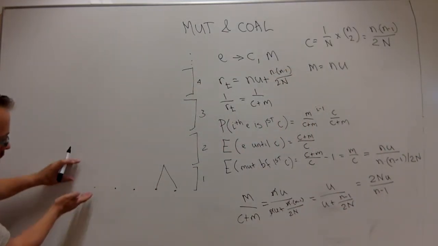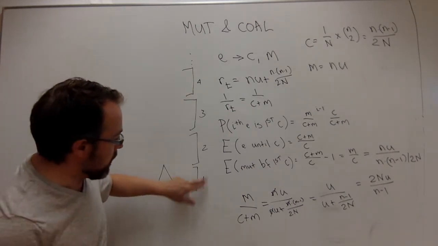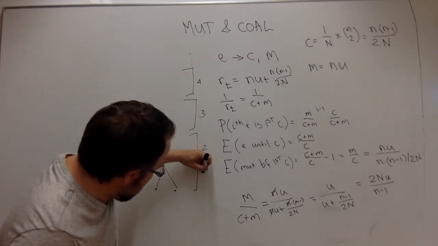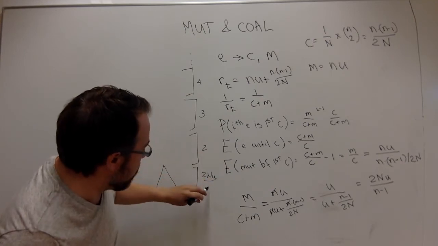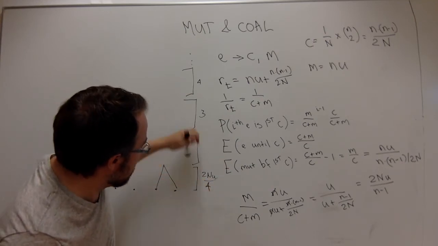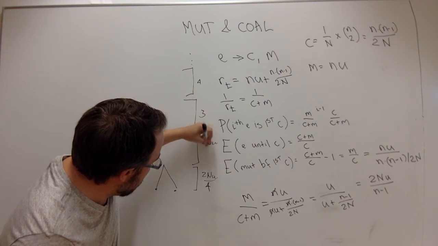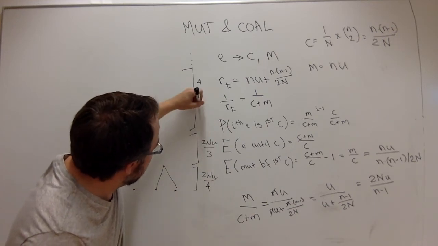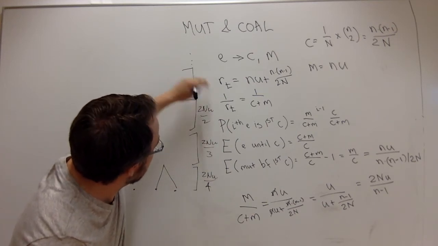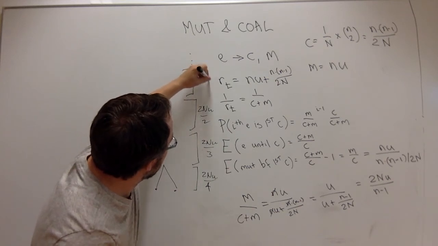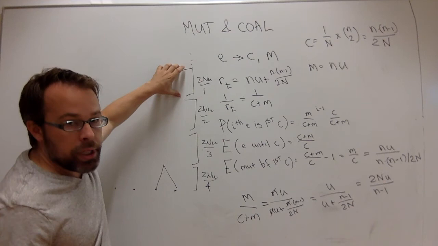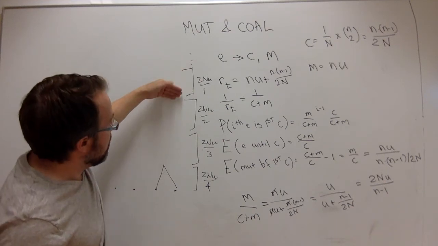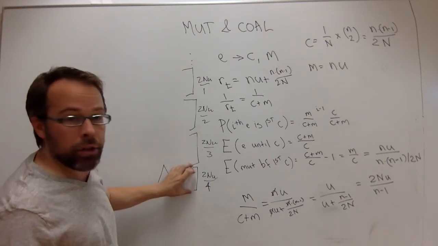So if we start with a sample of 5, then we would expect our number of mutations here to be 2nu divided by 5 minus 1, so 4, and here we'd expect 2nu divided by 3, and here we'd expect 2nu divided by 2, and then we'd expect 2nu divided by 1. So notice this goes up. We expect 4 times as many mutations in this last interval as we expect in this first interval.